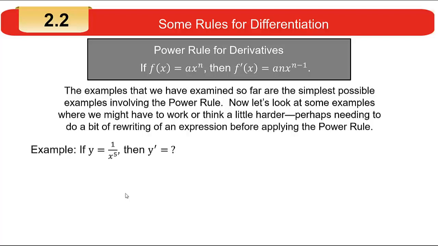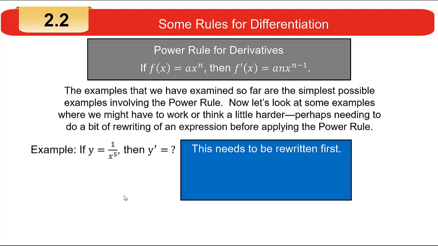An example of that would be if y is equal to 1 over x to the fifth, then what is y prime? Well, first thing you've got to realize is that 1 over x to the fifth needs to be rewritten so that it fits the power rule. The power rule has to do with something where you have x to a power. So you've got to think of that 1 over x to the fifth as a negative exponent. Remember that 1 over x to a power is just x to that negative power. So in this particular case, 1 over x to the fifth will be x to the minus 5.